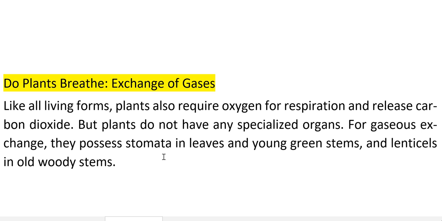So now the question: do plants breathe? Exchange of gases? Like all living forms, plants also require oxygen for respiration and release carbon dioxide. But plants do not have any specialized organs for gaseous exchange. They possess stomata in leaves and young green stems and lenticels in old woody stems.